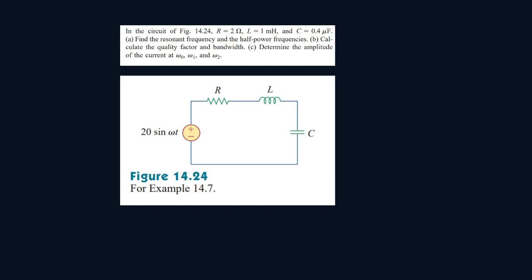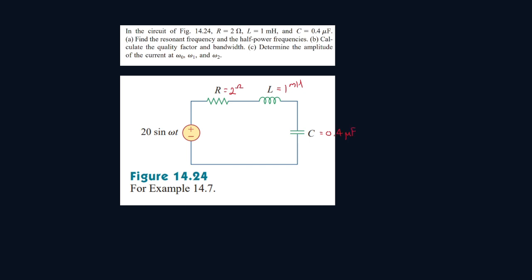Okay, so for this circuit, we have to find the resonant frequency and the half power frequencies, the quality factor and bandwidth, and find the amplitude of the current for W0, W1, and W2. So we're given what R should be. R is 2 ohms, L is 1 millihenry, and capacitance is 0.4 microfarads.